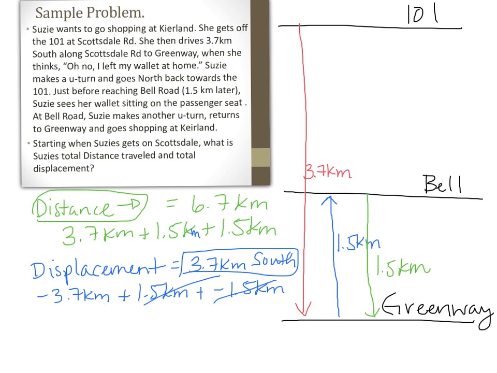So, distance and displacement: it is best to draw pictures. For distance, you just add the numbers together. For displacement, you're going to have to assign negative numbers if there are changes in direction. Okay?